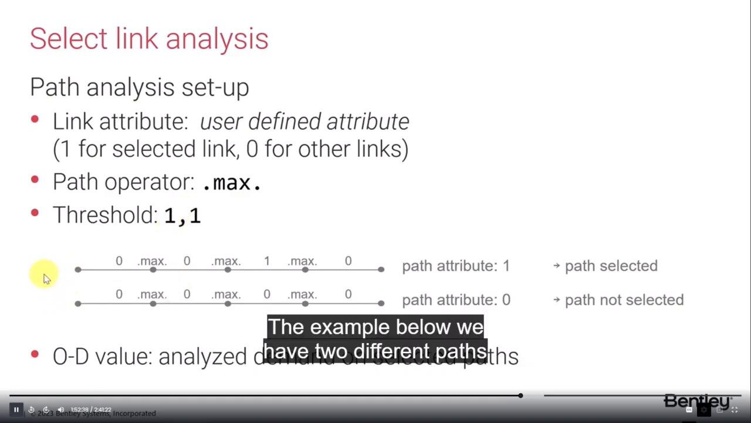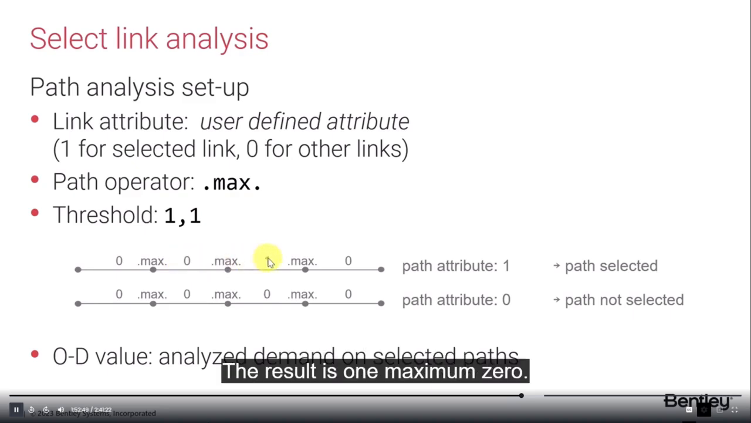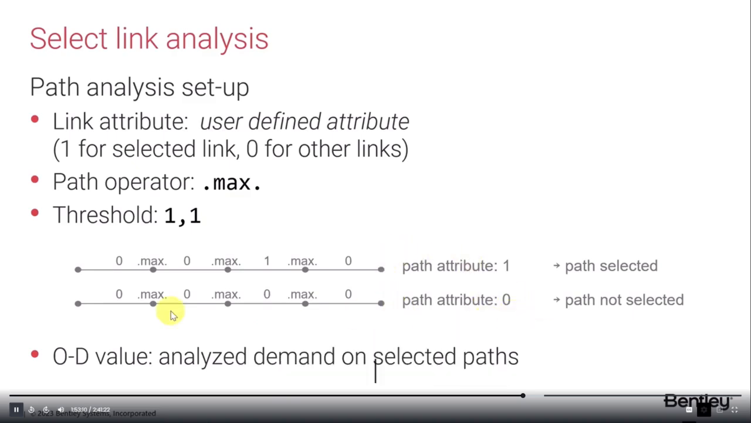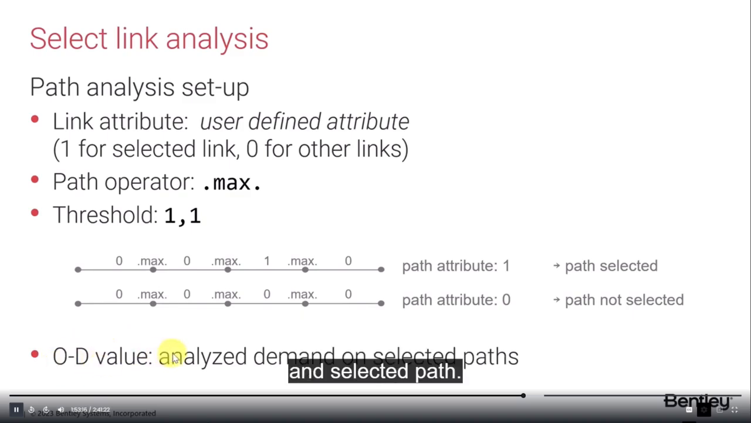In the example below, we have two different paths. For the first path, we have a value of 0 for the first link, maximum 0, so the result is 0. 0 maximum 1, the result is 1. 1 maximum 0, the result is still 1. So the path attribute value is 1, and we are selecting this path. For the second path displayed, we have 0 max 0 equals 0, max 0 equals 0, max 0 equals 0. So the path attribute value is 0, and the path is not selected. We will store in the OD value the analyzed demand on selected path.